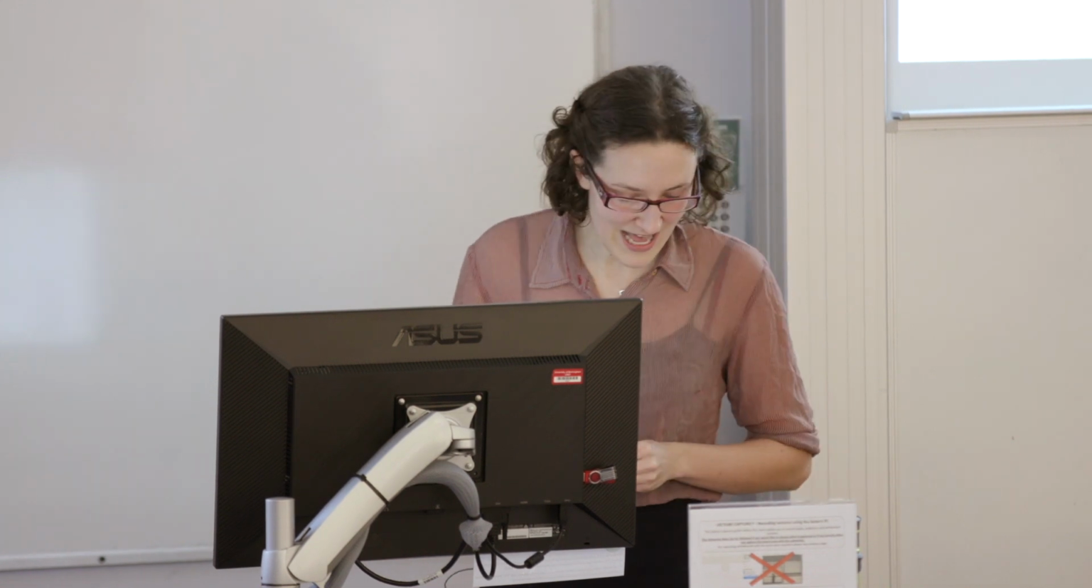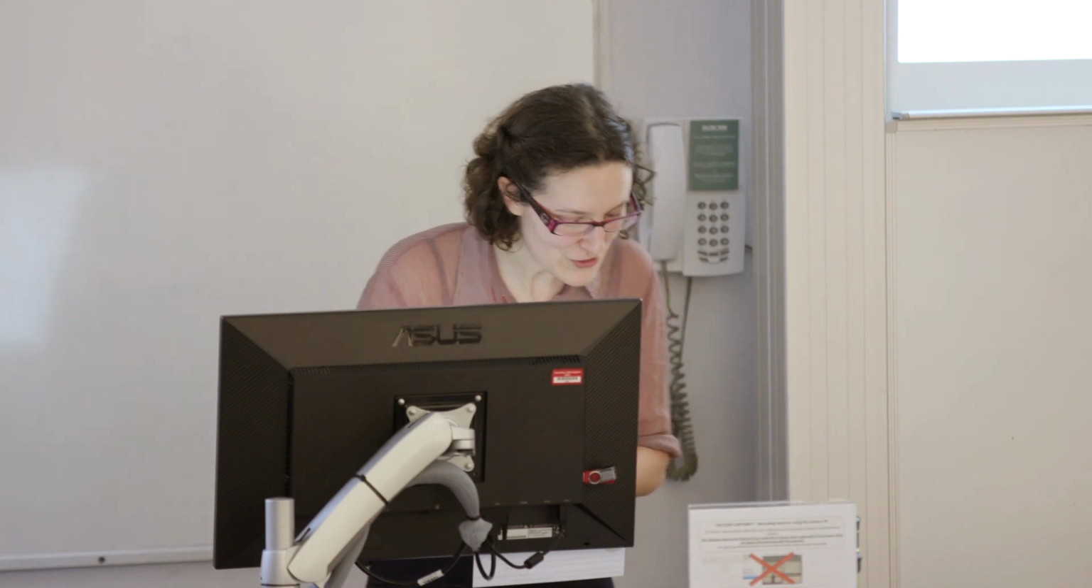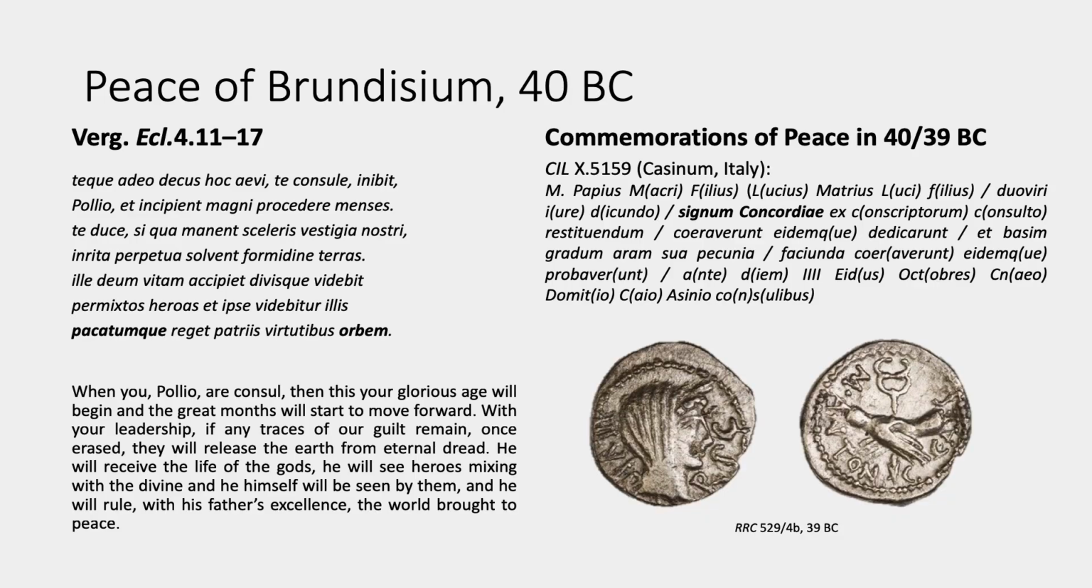So the violence of this language at Perusia was, however, rapidly replaced with overtures of reconciliation, peace, and stability. Because we get the Peace of Brundisium in 40, where Mark Antony and Octavian make up. And Fulvia's dead by this point, so Octavian can marry his sister to Antony, and everyone's happy for a little bit. And this is reflected in the poetry of the time.